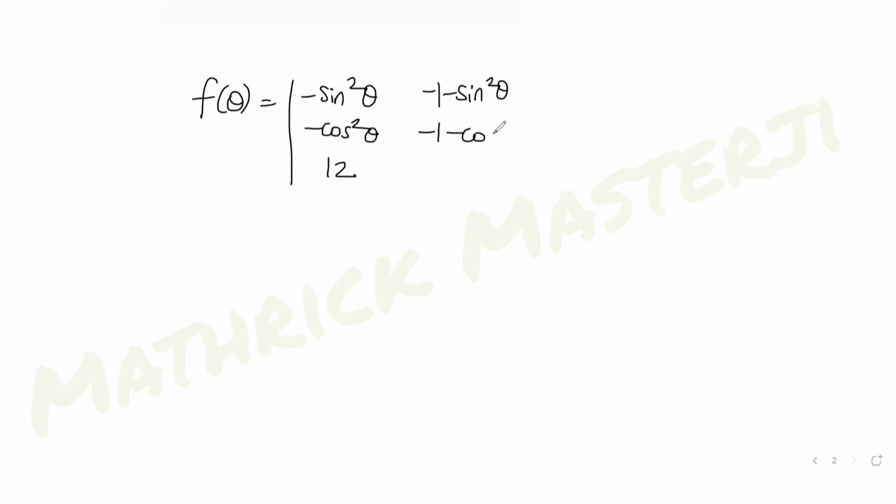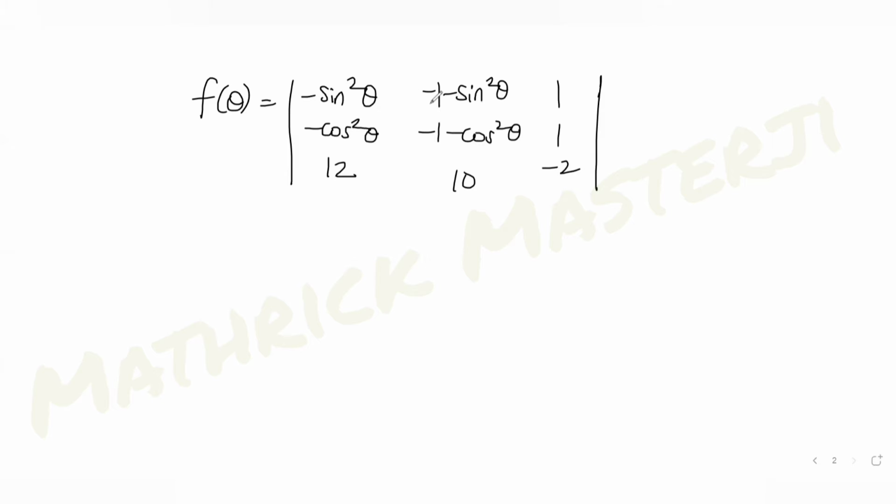So let's try to find the determinant of that function f(θ). First of all, f(θ) is given to us as this determinant: −sin²θ, −1−sin²θ, 1; −cos²θ, −1−cos²θ, 1; 12, 10, −2. We need to find the determinant of this entire thing. If you just find the determinant directly, you will be able to calculate it, but it would become much more lengthy. So let's use some transformations and try to simplify our idea here.